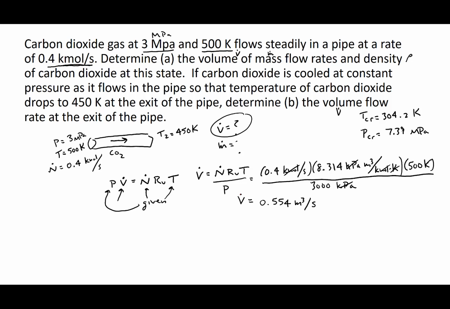So now let's determine what the mass flow rate is. To determine the mass flow rate, we want to use this form of the equation. So P multiplied by the volumetric flow rate, big V dot, is equal to the mass flow rate multiplied by the gas constant multiplied by temperature. So we want the mass flow rate. We know the volumetric flow rate because we just calculated it. We know the pressure and temperature because they were given. And we can look up R.